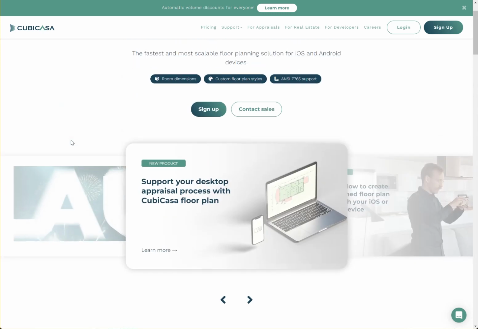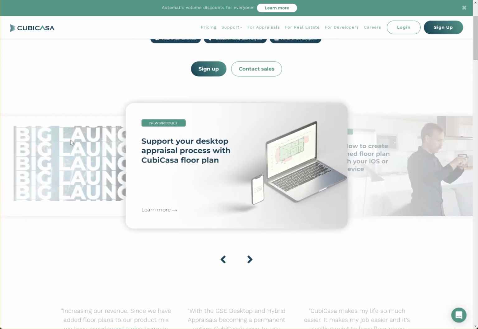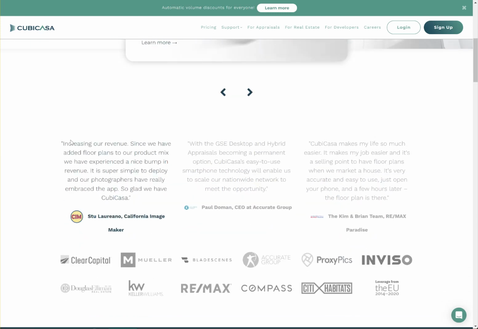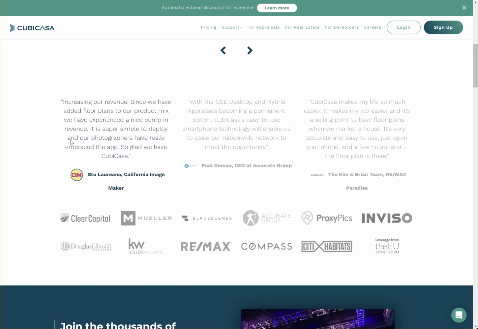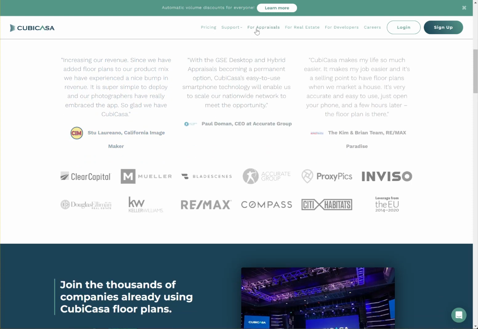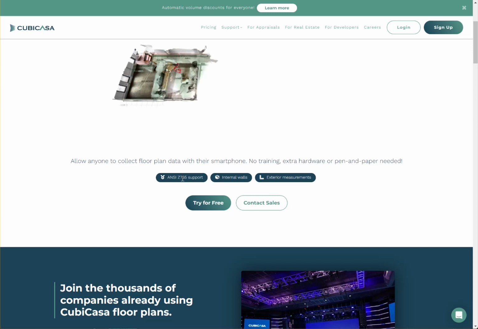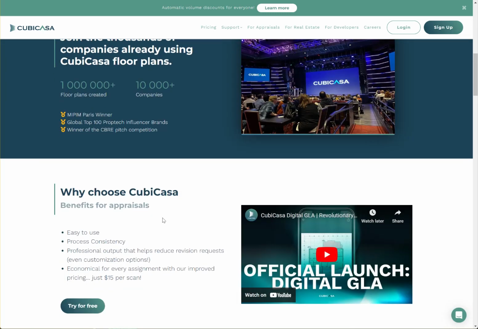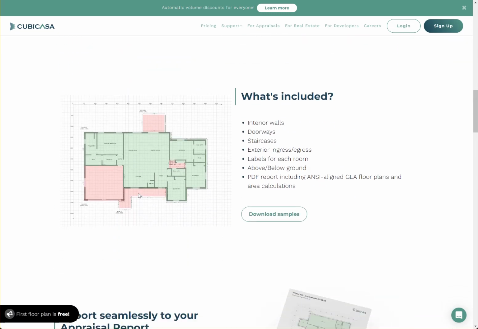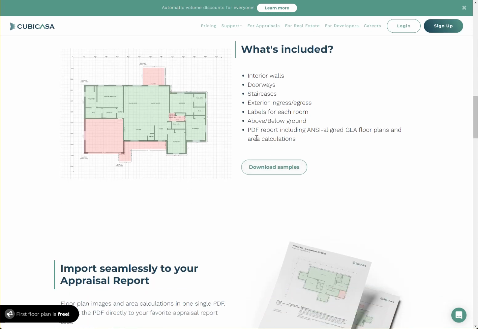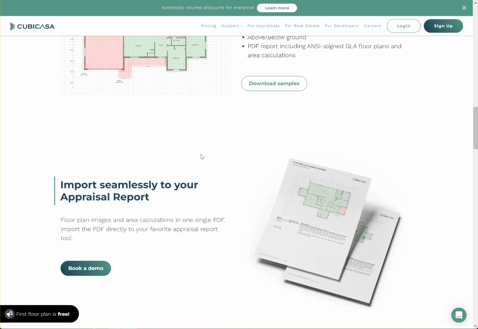This is interesting because Cubicasa has their own app, and if you use their app and generate a floor plan, these are ANSI compliant. You can understand that by going to their website and clicking on For Appraisals. Right at the top, it says ANSI Z765 support. There's some information down here that talks about that. You get a PDF report including ANSI aligned GLA floor plans and area calculations.